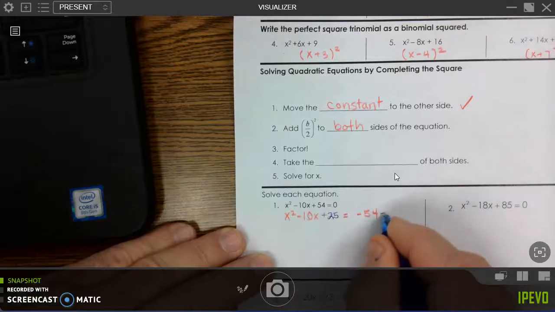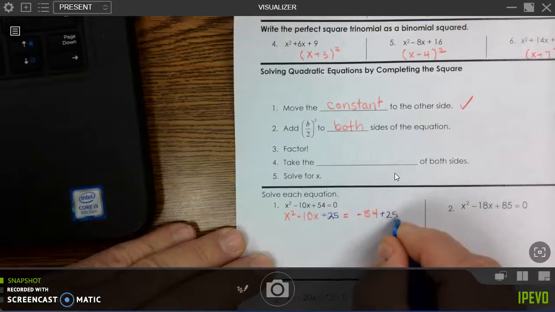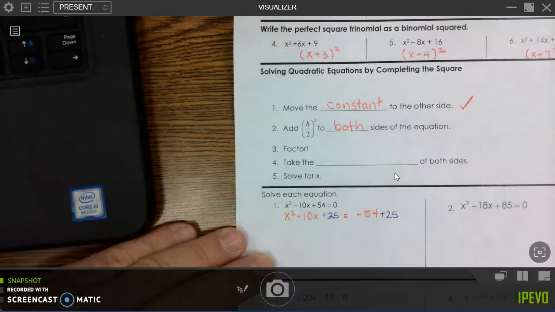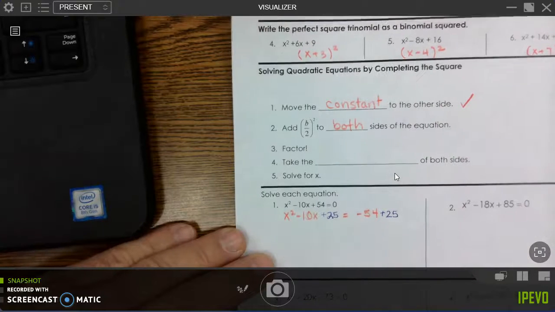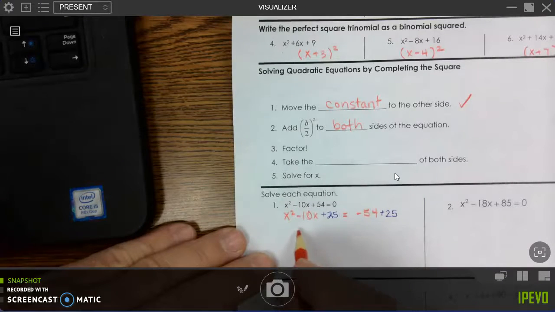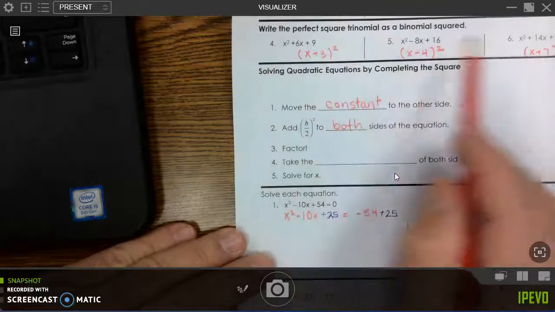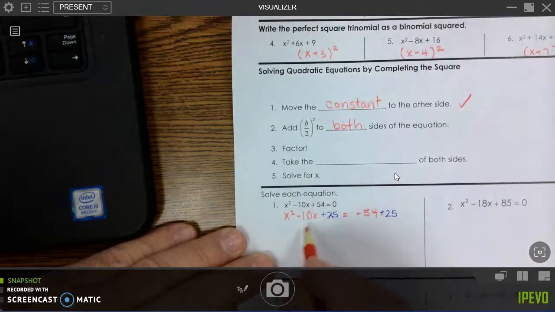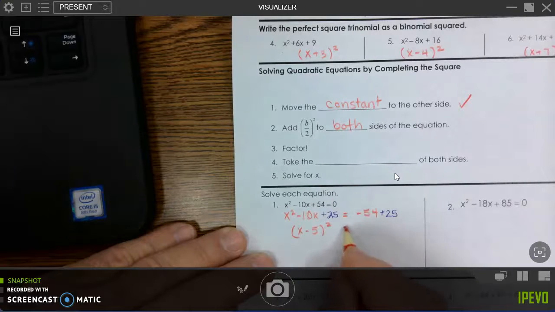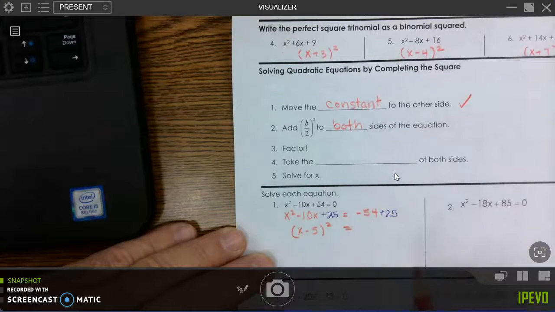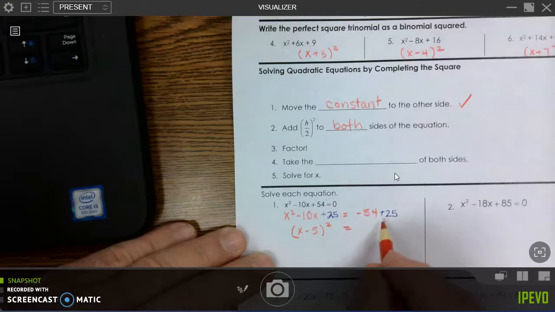Whatever I do to one side of the problem, I have to do to the other. So I add 25 to both sides. All right. Now, remember how we did 4, 5, and 6. This equation becomes x minus 5 squared, okay, equals, and over here this becomes negative 29, right?